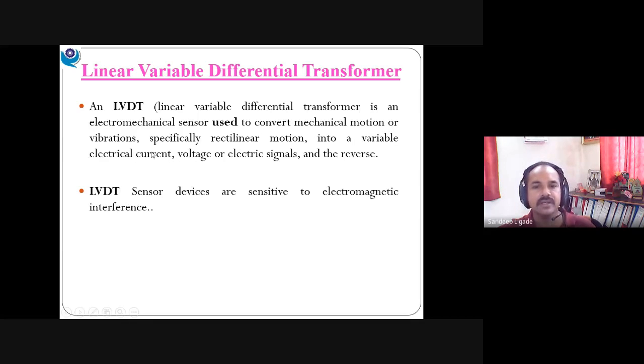Already we have discussed that LVDT converts specifically rectilinear motion into a variable electrical current, voltage, or electrical signal, and vice versa. So when there is a displacement, a motion, or a pressure, with the help of this LVDT we can convert that pressure, force, mechanical motion, or vibration into electrical signals, maybe in the form of voltage or current, right? Simply, LVDT sensor devices are more sensitive to electromagnetic interference. Yeah, it is there. Fine.